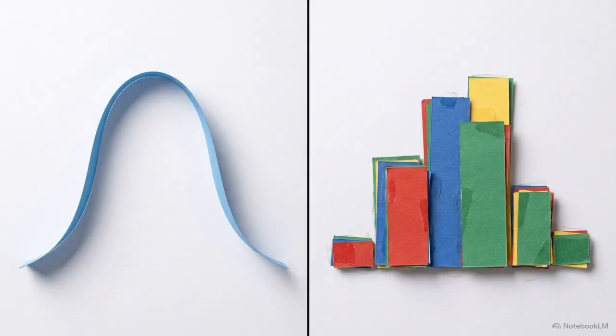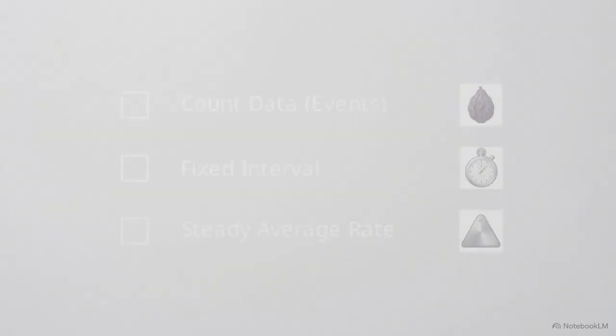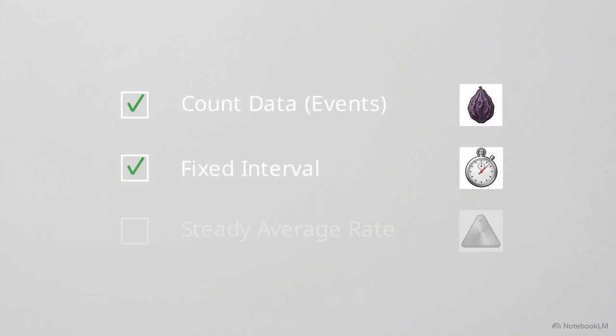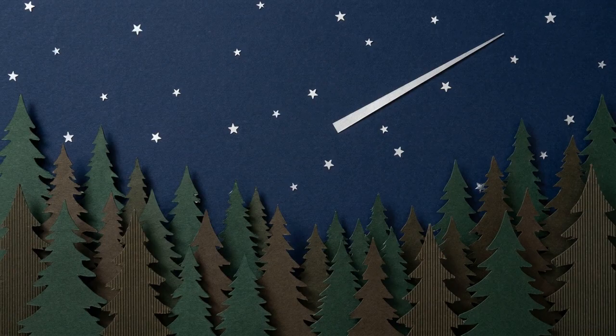A mathematical model is only useful if it matches reality. The Poisson distribution requires 3 strictly defined conditions. We must have count data, a fixed interval, and a fairly steady average rate. Tracking meteor sightings per hour during a clear night fits perfectly. The events are independent, the time window is set, and the meteors arrive at a fairly constant pace.